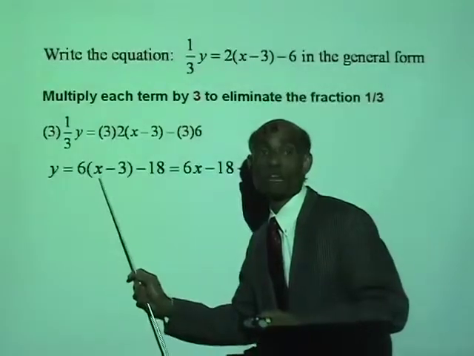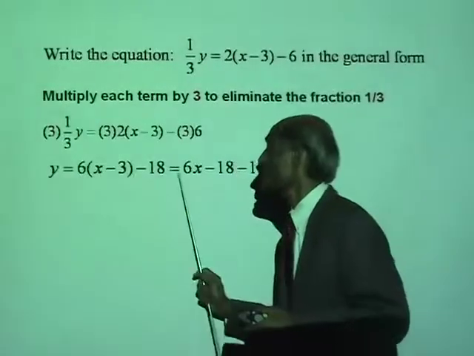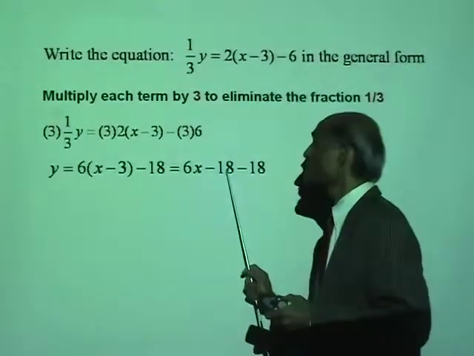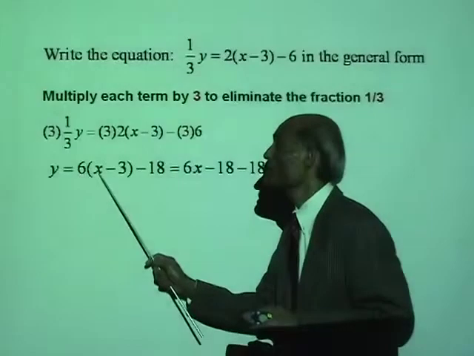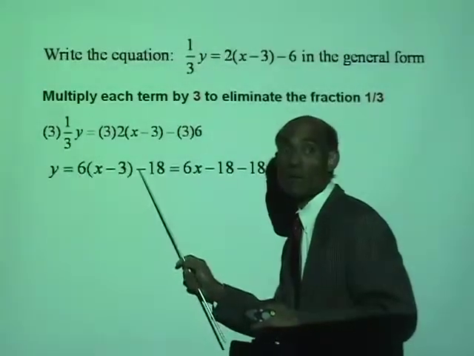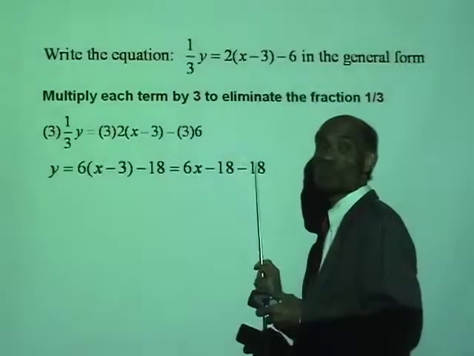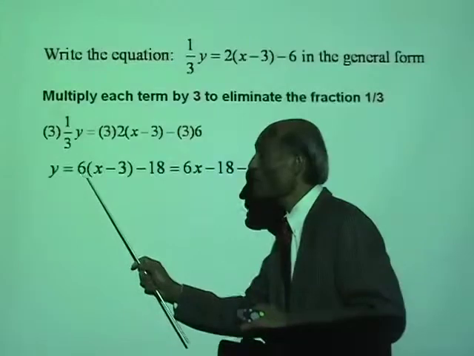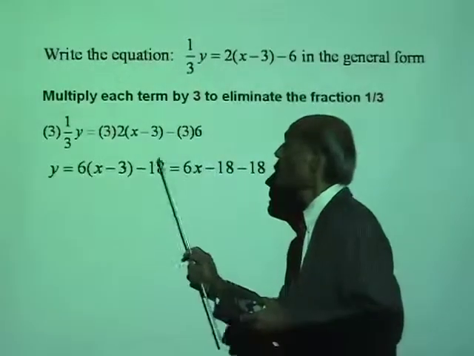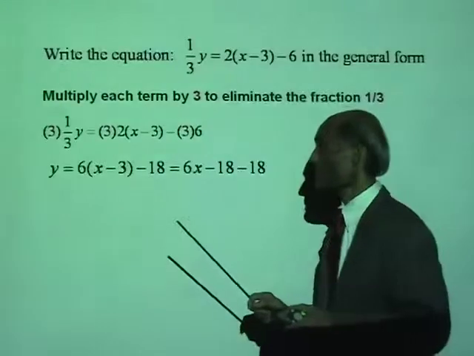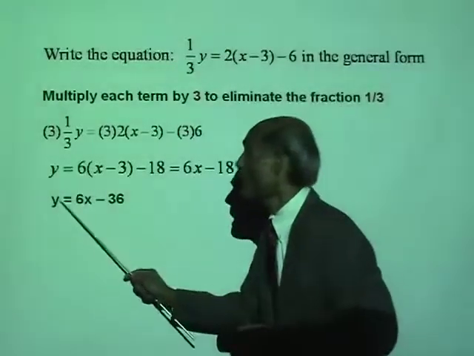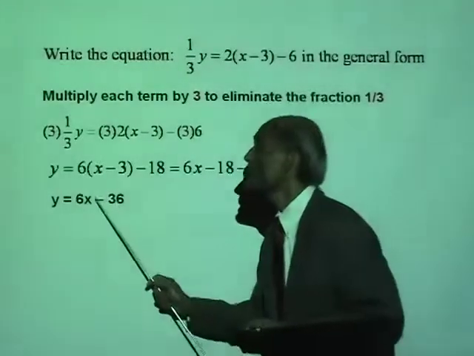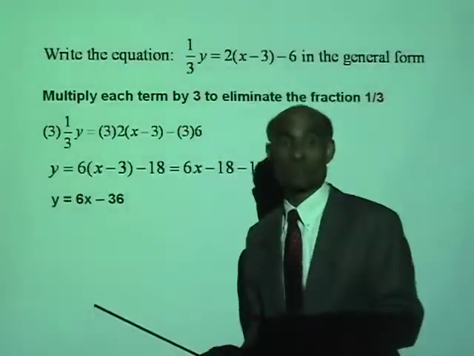And distribute that 6. 6 times x is 6x. 6 times negative 3 is minus 18. So this will be 6x minus 18 minus 18. Look at the two negative 18s there. The first negative 18 is by multiplying this 6 with negative 3. And this is the second. And what does that become now? y equal to 6x minus 18 minus 18 becomes minus 36.